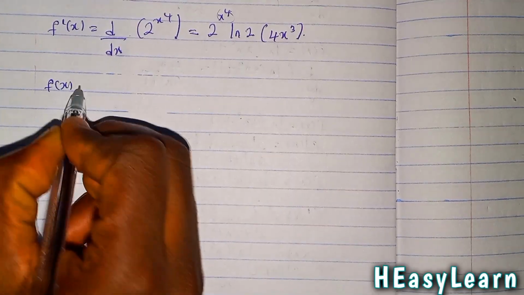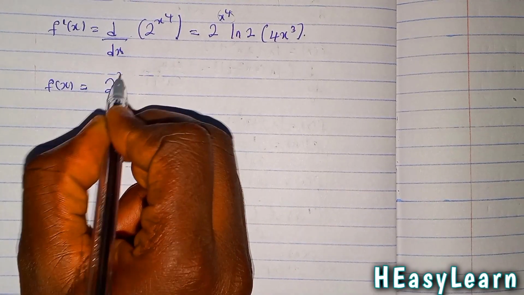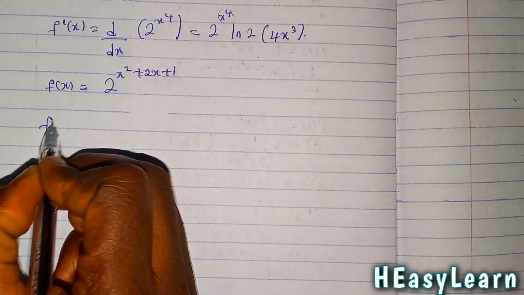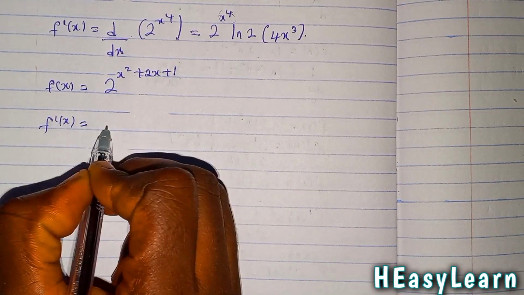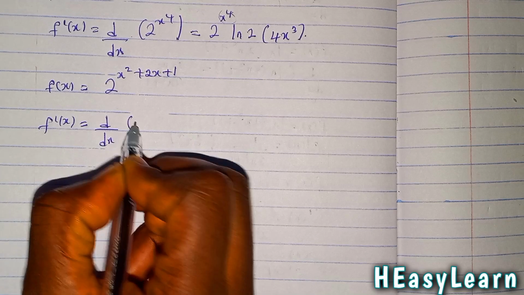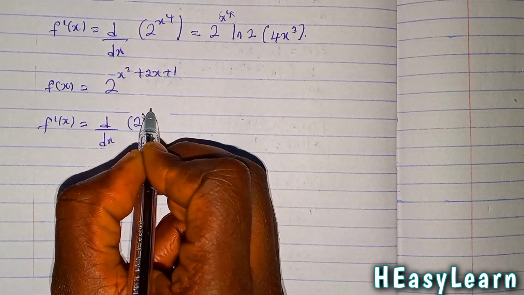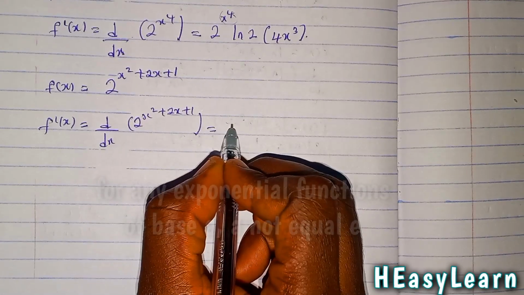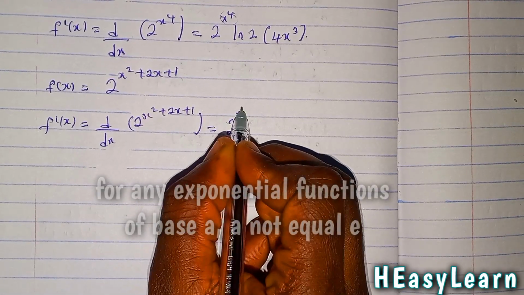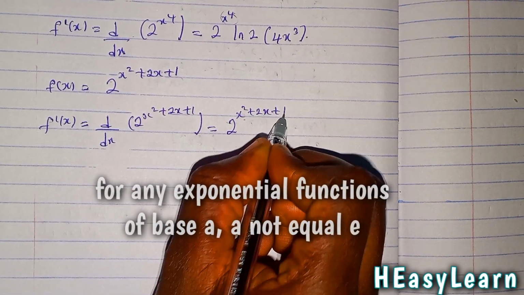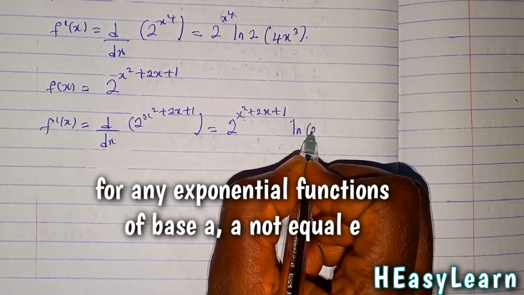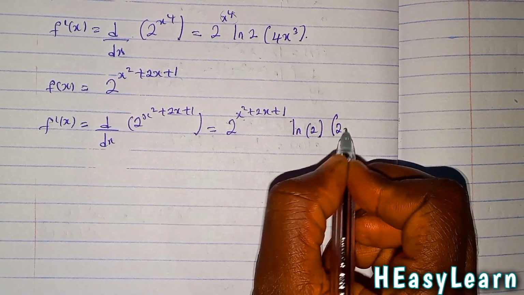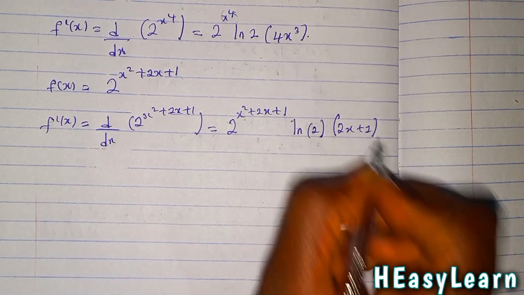If the function f of x equals 2 to the power of x squared plus 2x plus 1, by observation of first principle, d dx of the function 2 to the power of x squared plus 2x plus 1 is equal to: keep the function 2 to the power of x squared plus 2x plus 1, ln of the base, multiplied by the derivative of the power, 2x plus 2.